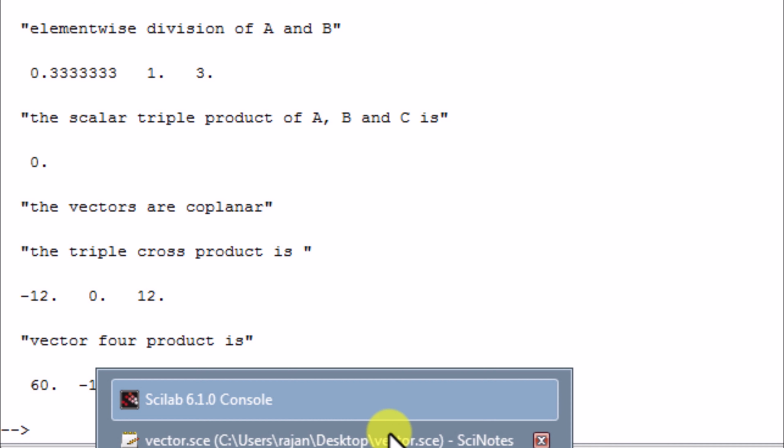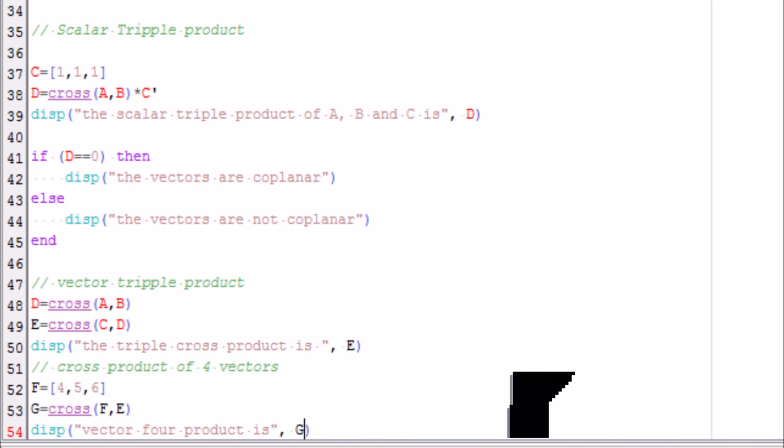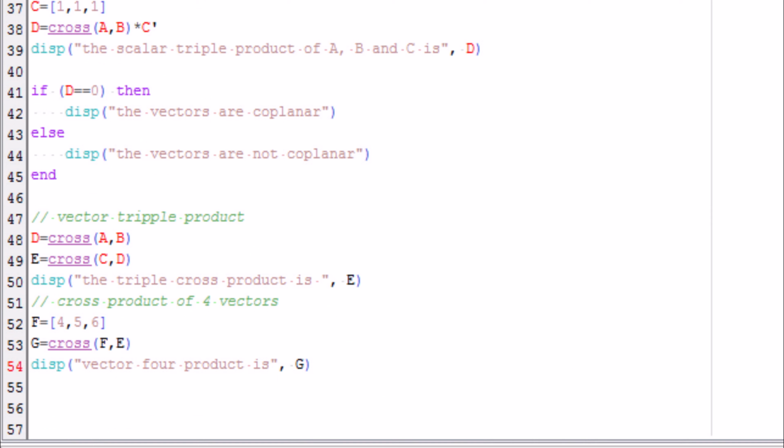Now scalar four product. In the case of the scalar product, we will have two vectors, say a and b and c and d. This time we will have four vectors: one is a, b, the third vector is c, and the fourth is f. How many vectors do we have? Four vectors, a, b, c and f. We will take the product of these vectors, the scalar four product. First we will take the cross product of two vectors a and b.